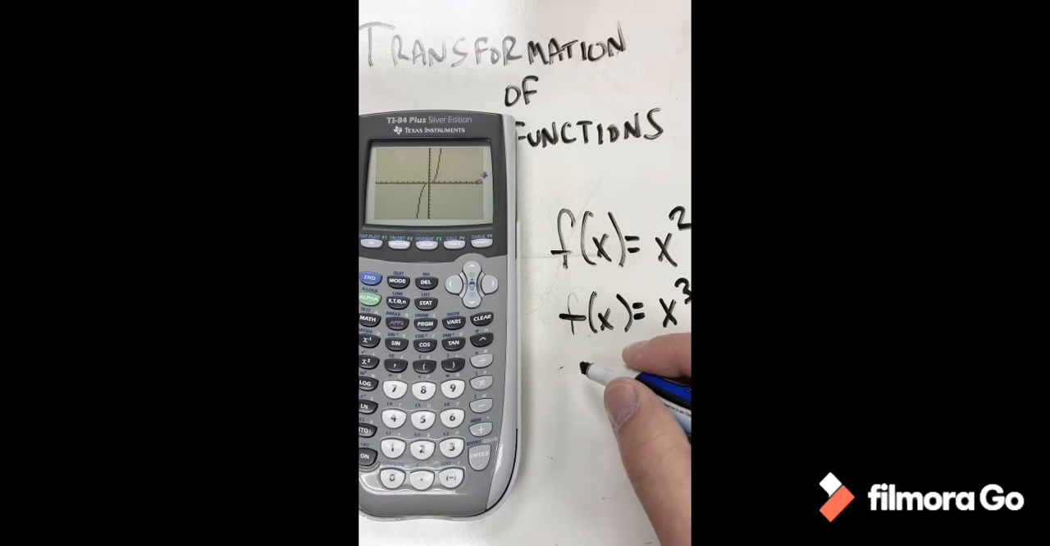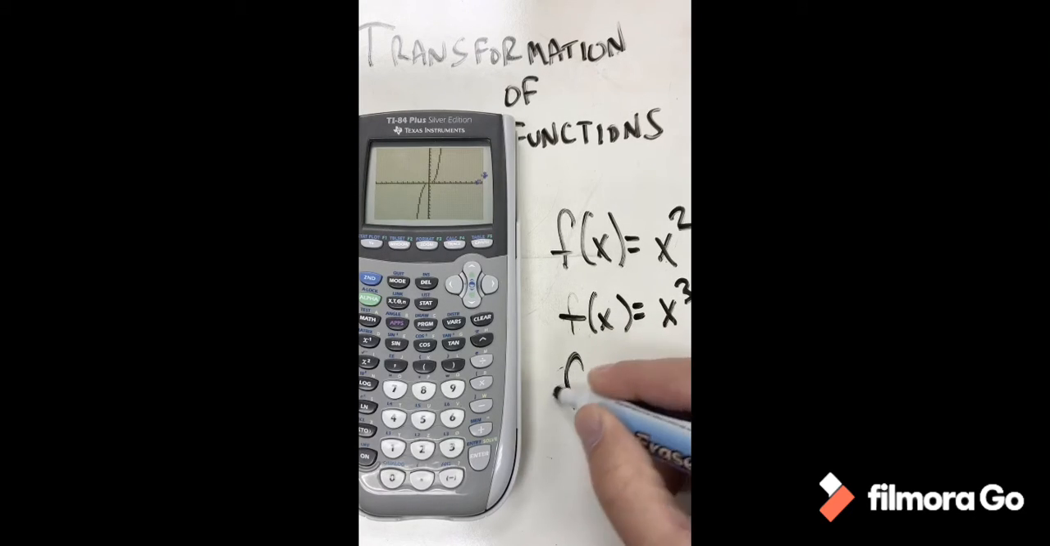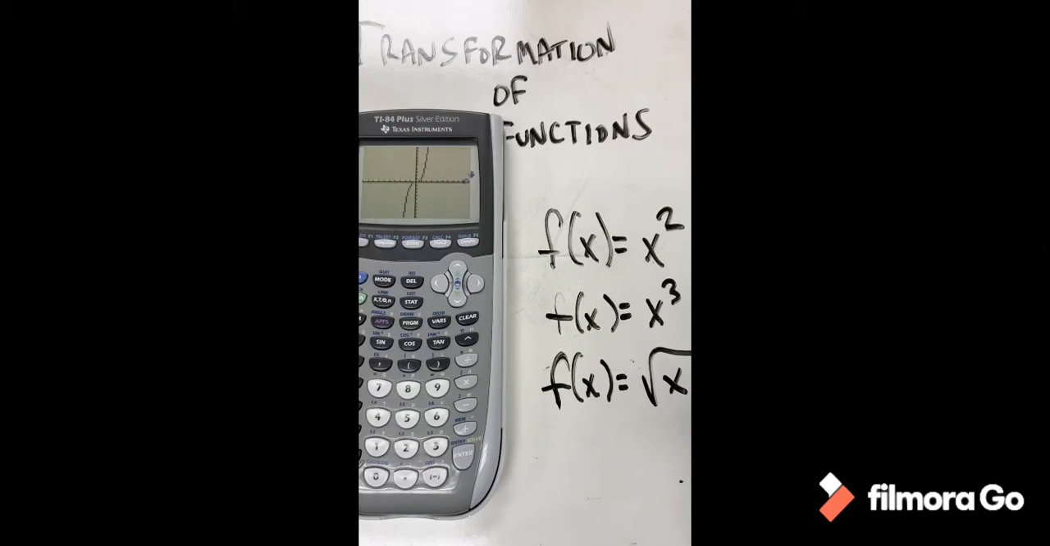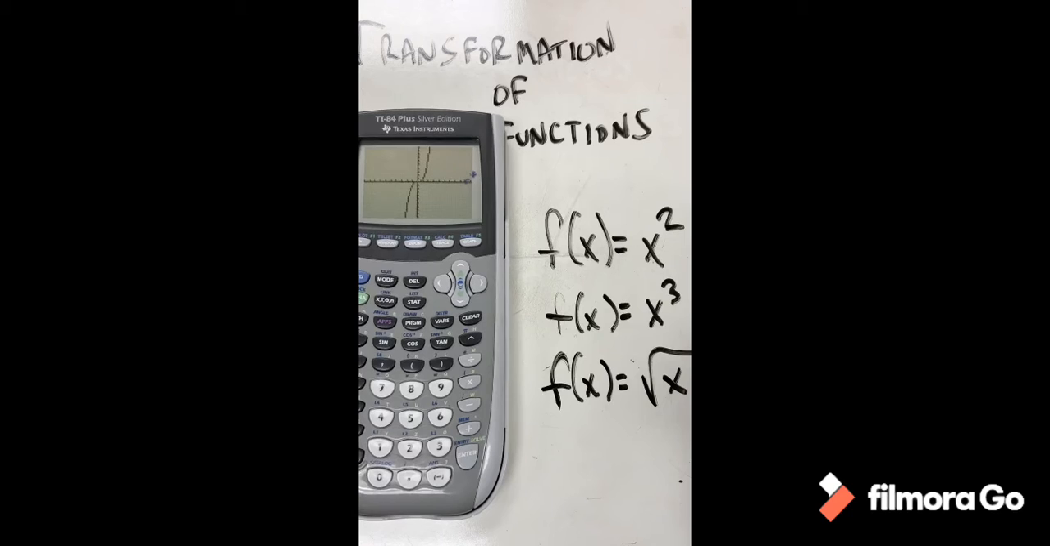Okay, let's go ahead and do the next one. The next one is f of x equals the square root of x. On this one, probably the easiest thing to do, if I go back to my y equals and hit clear, is to hit the second function and the x squared button. That's going to get your square root, and then you can type your x in. If we go to graph, that's going to get you your graph for the square root of x. So f of x equals the square root of x.